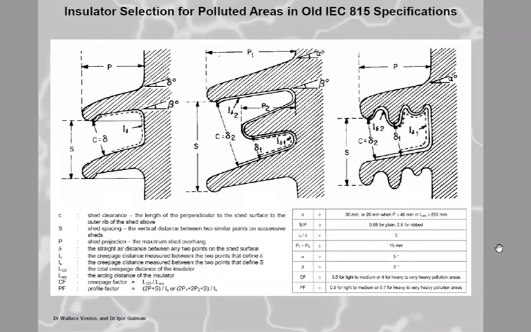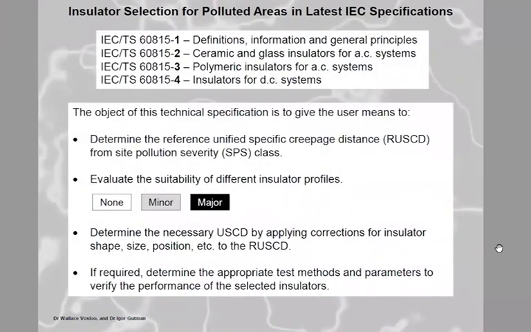And most of the utilities still do it, because then this monster came along: the IEC 60815 latest update. 4 documents. The first one is with definitions, the second one is for ceramics, the third one is for polymers on AC, and then comes the monster number 4 for DC. Now you must remember there were a lot of CIGRE work groups prior to this, where the guys sat for over 10 years to get everybody's data and information together and set it up.